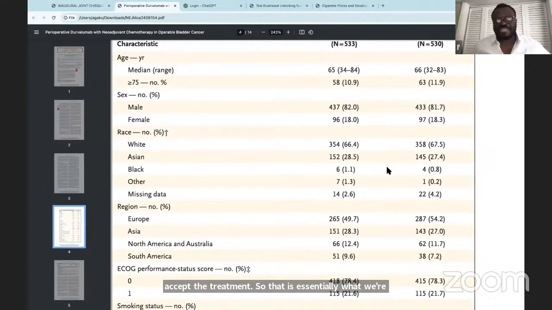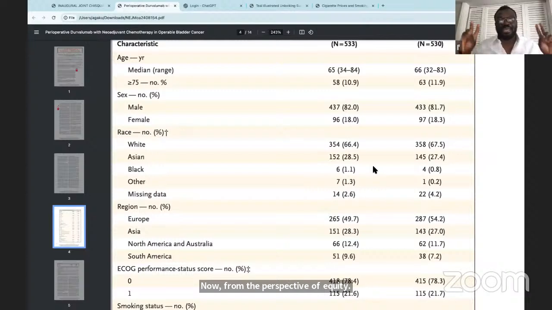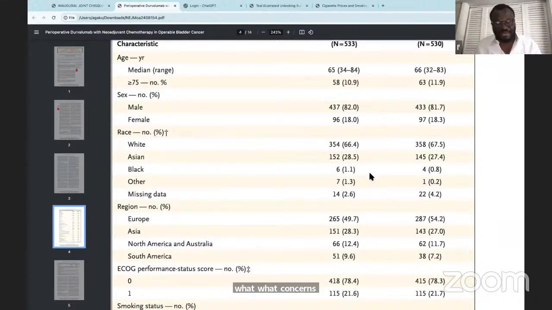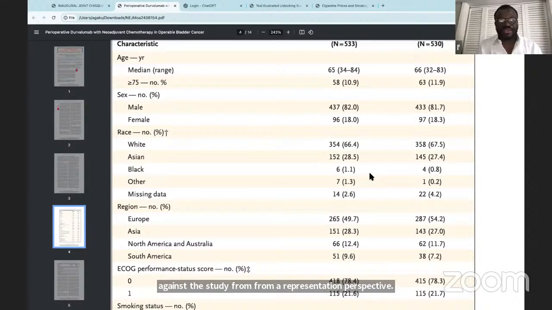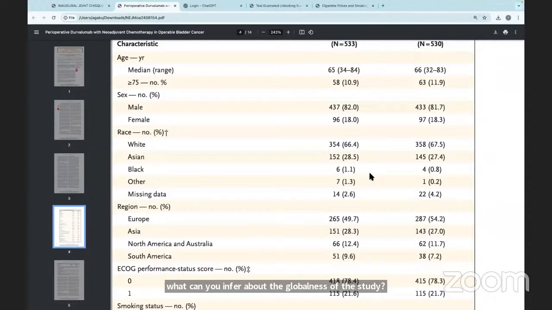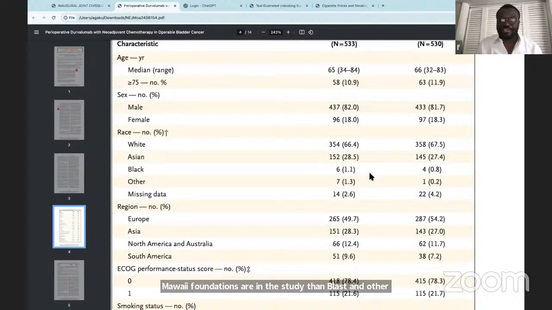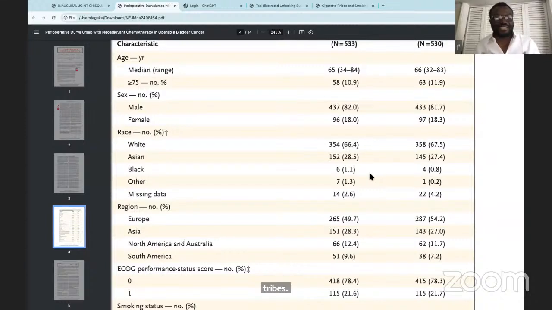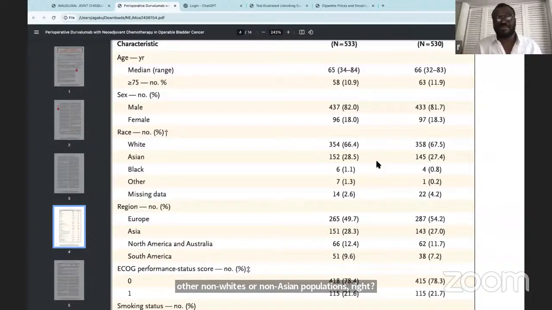Now, from the perspective of equity, when you look at this study that claimed to be a global study, what concerns do you find, or what criticism can you level against the study from a representation perspective? Remember, the study was described as being a global study. What can you infer about the globalness of the study? More whites and Asians are in the study than blacks and other tribes. Exactly. So you can argue that to what extent are these findings representative of other non-white or non-Asian populations, right?